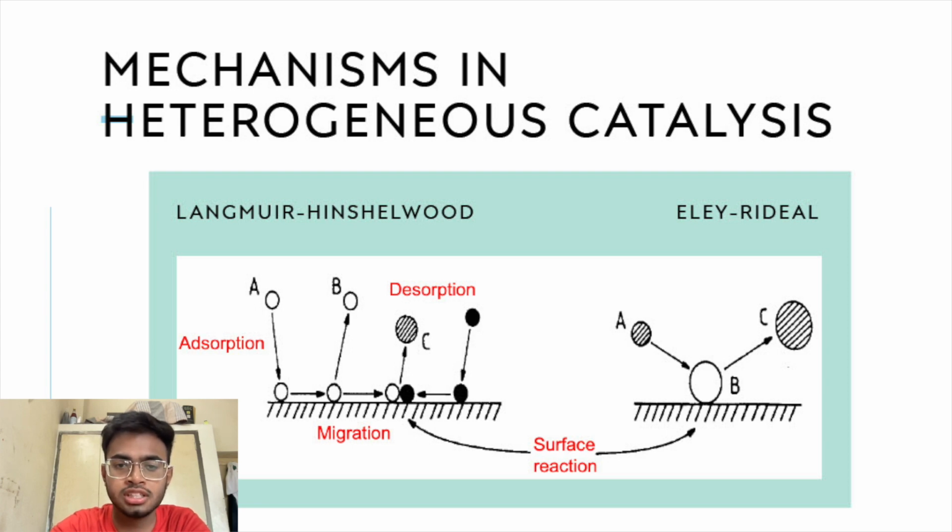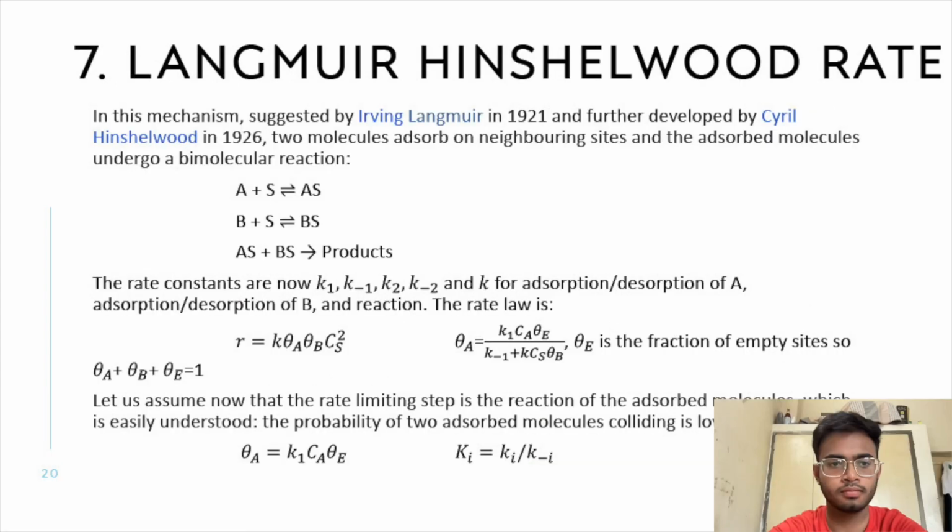And the second model is the Eley-Rideal mechanism, in which species A comes to the surface, becomes an intermediate product, and immediately becomes a final product C. Both of these mechanisms can be clearly depicted in the diagram given. Now let us study the Langmuir-Hinshelwood rate mechanism in detail.